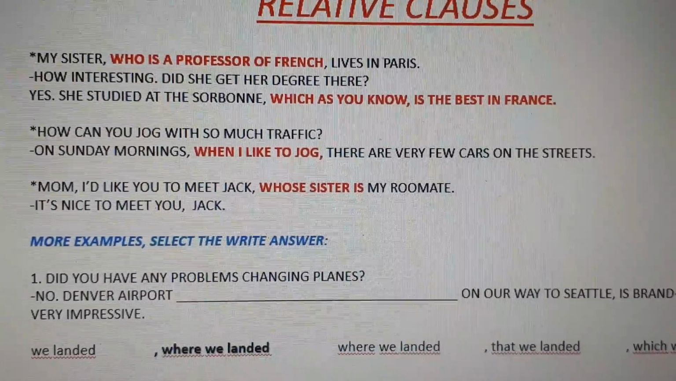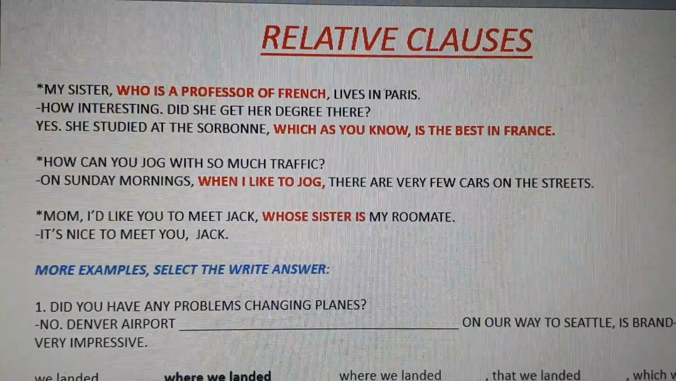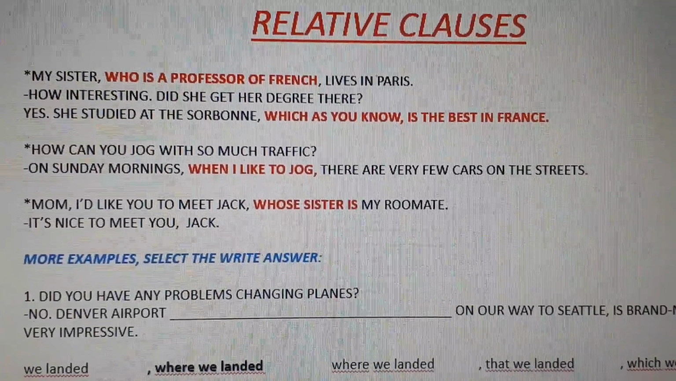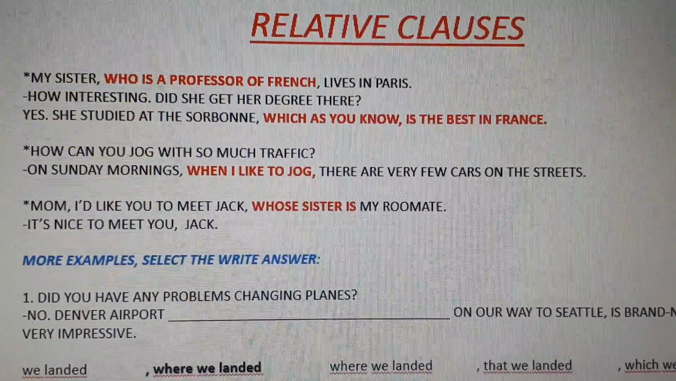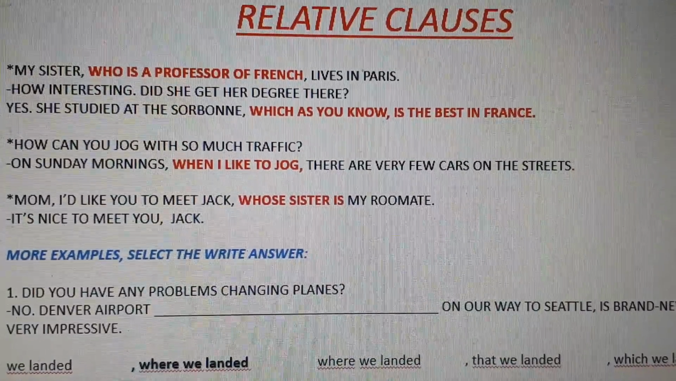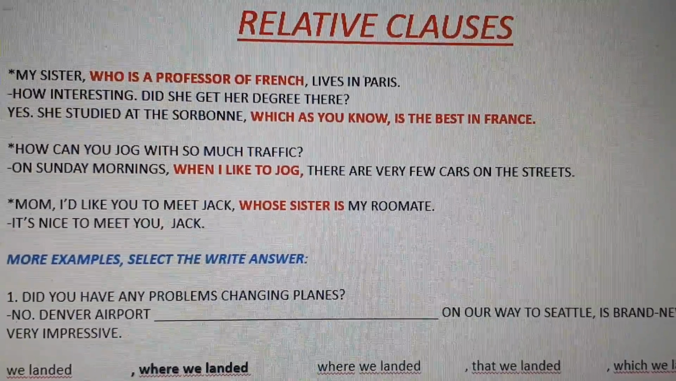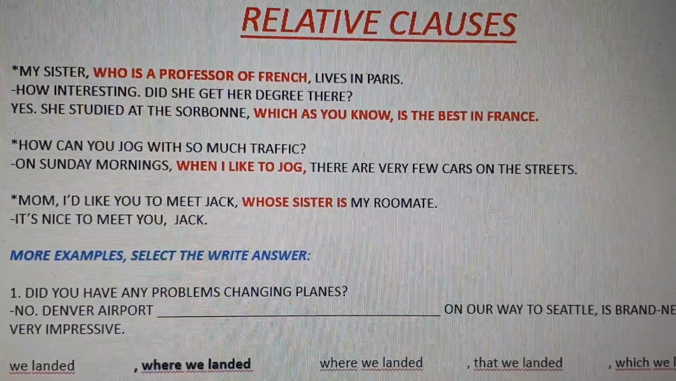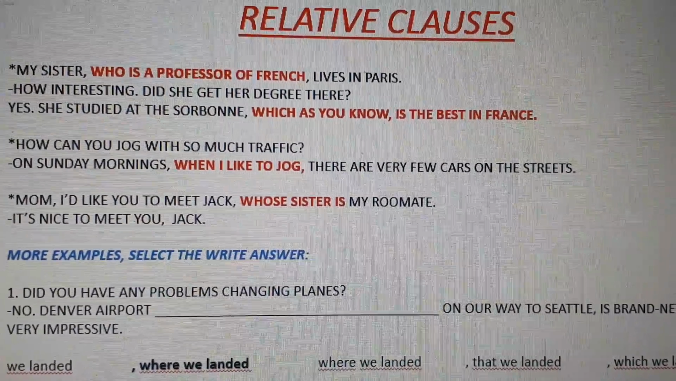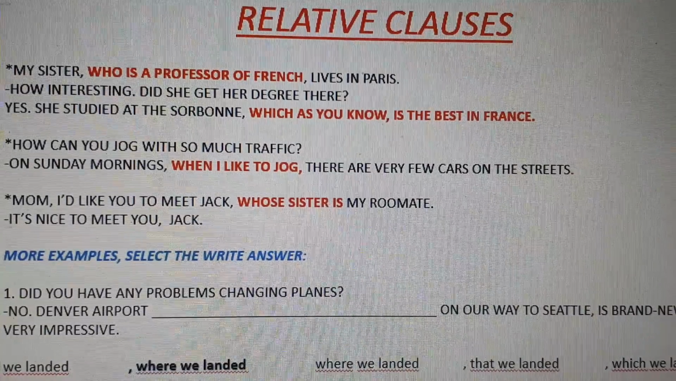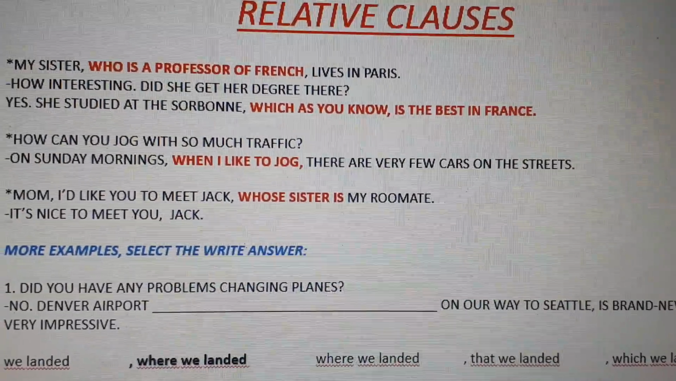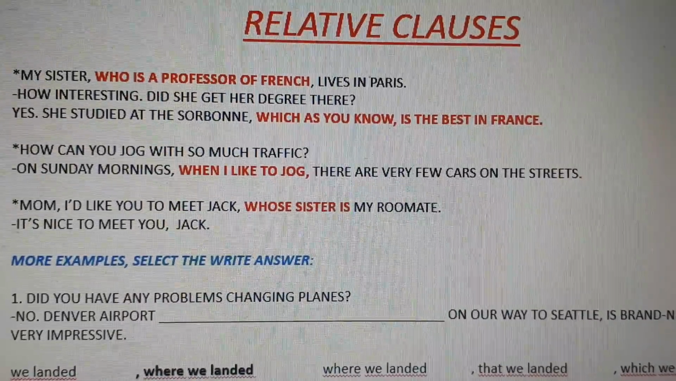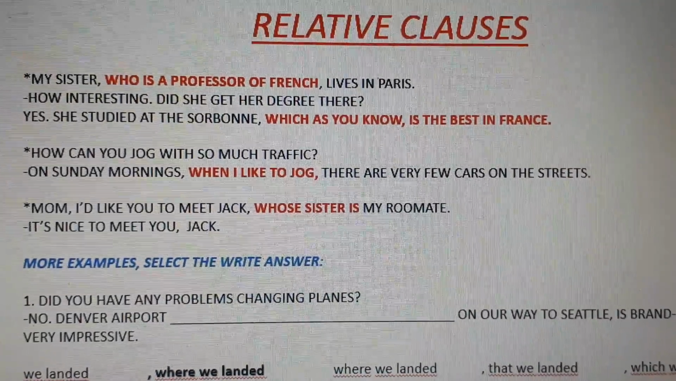Then another one. How can you jog with so much traffic? Okay? On Sunday mornings is the subject immediate to the relative clause. Okay? Like Sunday morning is not a person, we don't need who. It's not a possession, we don't need whose. Okay? It's not a place, so we don't need where or which. We need when because it's time, okay? So on Sunday mornings, when I like to jog, there are very few cars on the streets, okay?